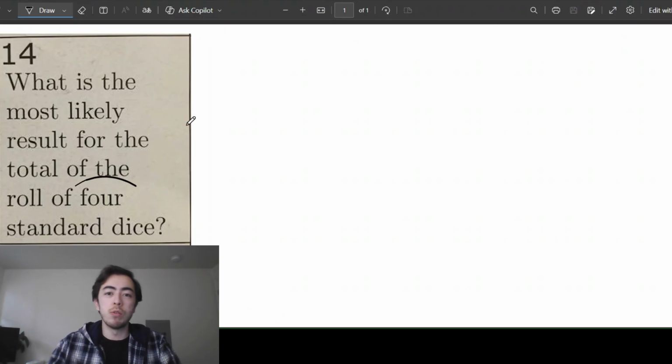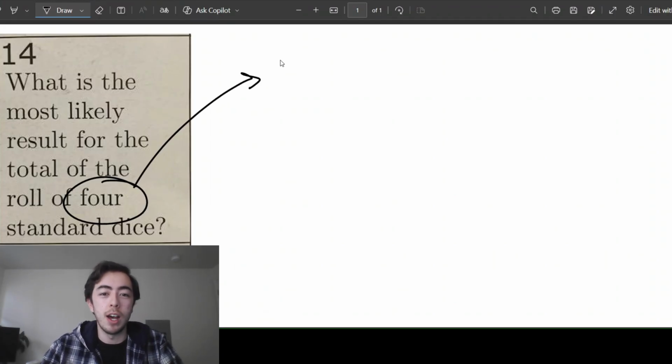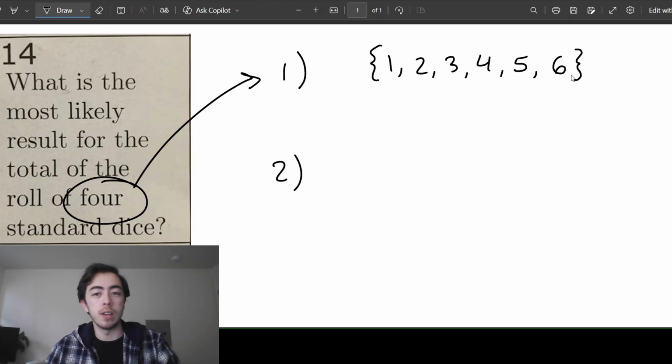And one usual strategy when solving math problems is if you encounter a harder problem, try asking an easier one first. So instead of 4 dice, I'm curious to see what happens when we just roll 1 die or when we roll 2 dice. And in the case that we roll 1 die, we just have 6 potential options, right? The numbers 1 through 6. And so when we ask this question, what's the most likely result for the total on our 1 die, it doesn't really make sense because all 6 options are equally likely.